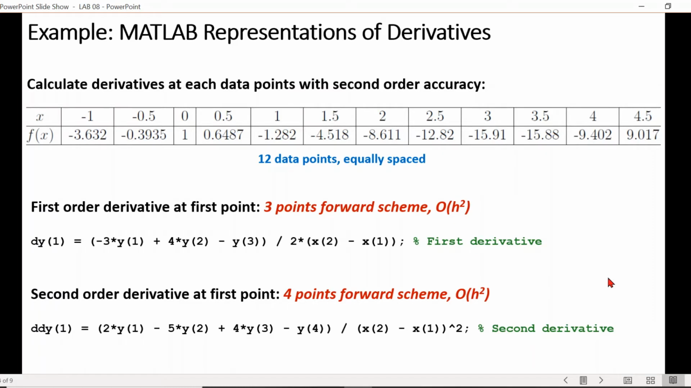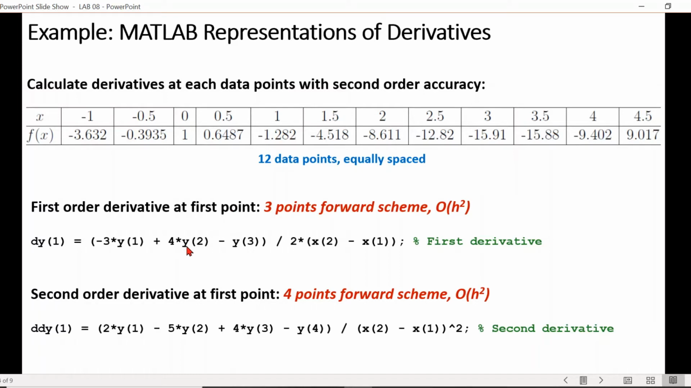Let's do an example in MATLAB of how we can represent the derivatives. Here we have 12 equally spaced data points along with the function values at those points. We are asked here to determine first and second order derivatives at each point, and the scheme must be second order accurate. If we consider evaluating first derivative at the first point, we require 3 points to maintain second order accuracy.